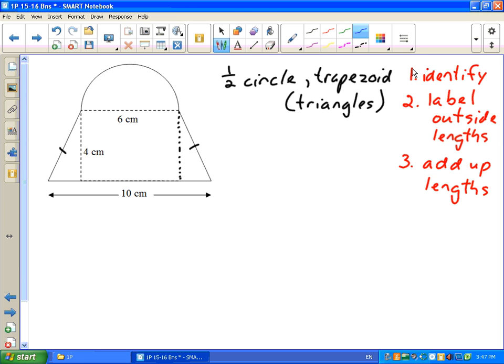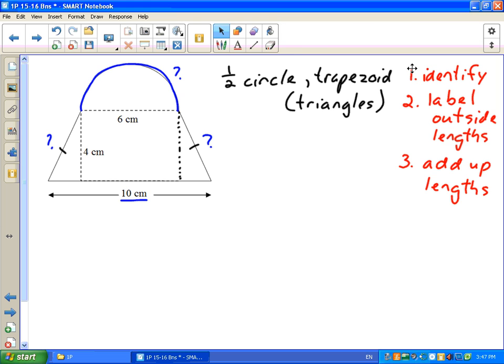So let's see. We've got 10 centimeters right here. I don't know what this is. Wait, I don't know what this curved line up here is. And I don't know what this is over here. So I've got a bit of work to do before I can label all of my lengths. So what should we start with here? Well, let's start with this curved line right here.